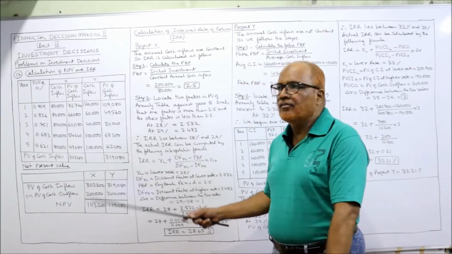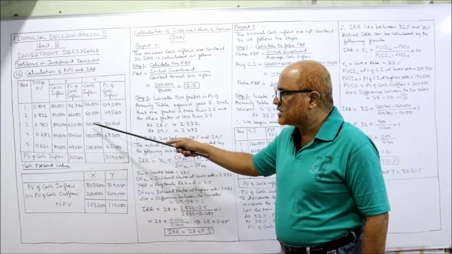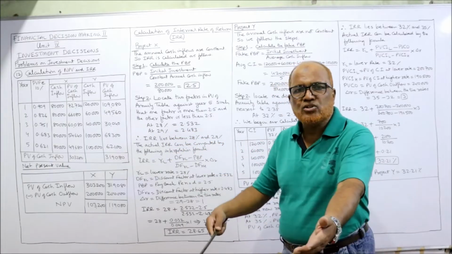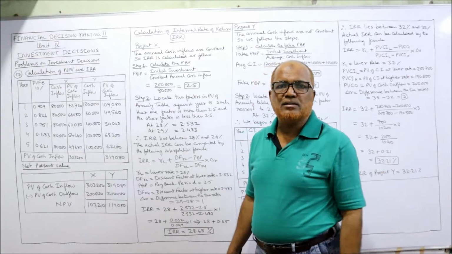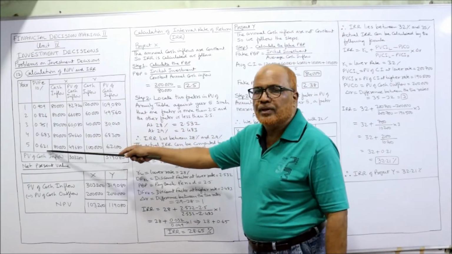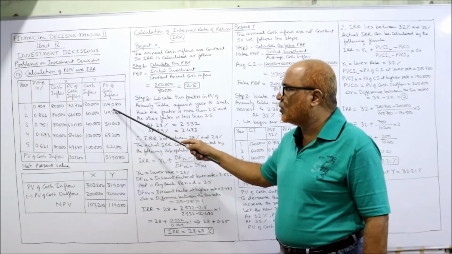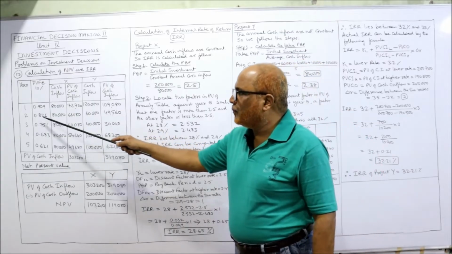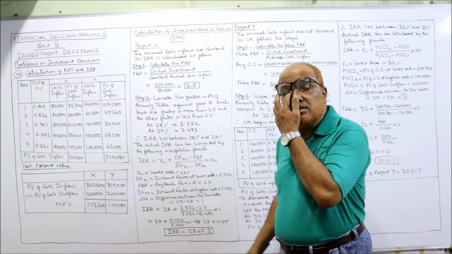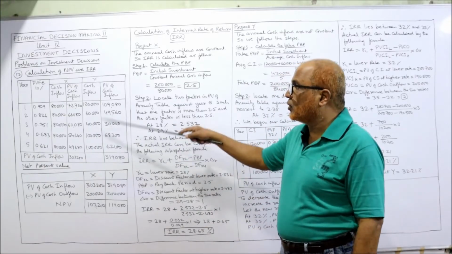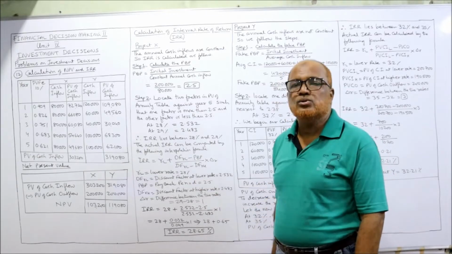Now same way for Project Y. Cash inflows are given in the problem 1,20,60,40, 1 lakh, 1 lakh. These cash inflows are given. Now multiply the cash inflow with PV factors. PV factors are given in the first column. So 0.909 into 1,20,000, you will get 1,09,080. Then 0.826 into 60,000, 49,560. Like this, you multiply the PV factors with cash inflow to get PV of cash inflow. Total of PV of cash inflow is 3,19,080.